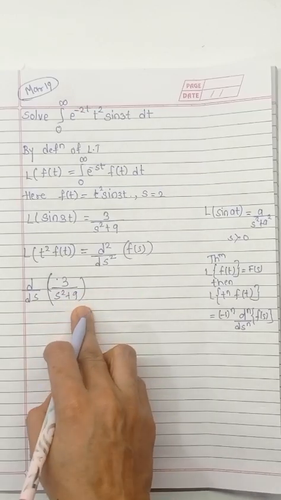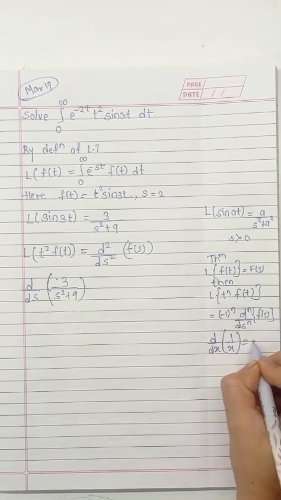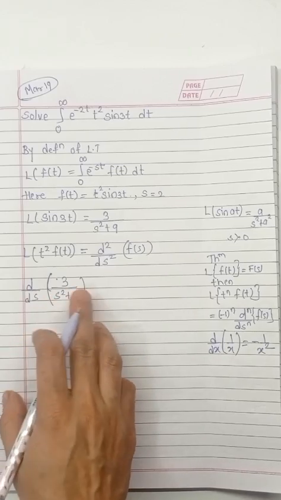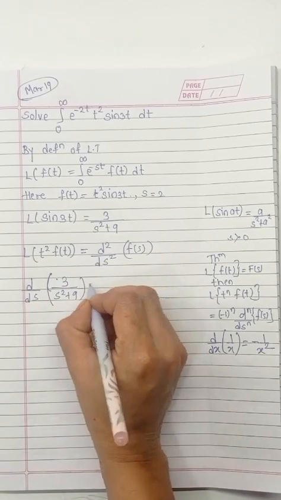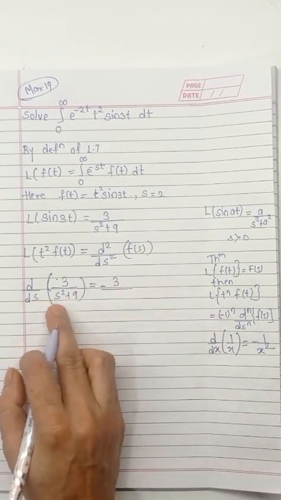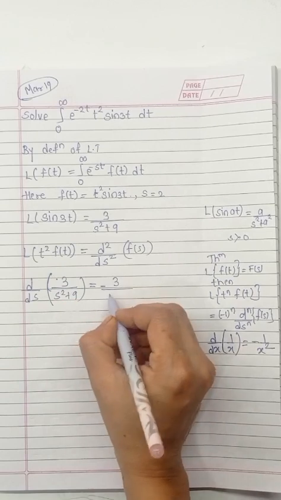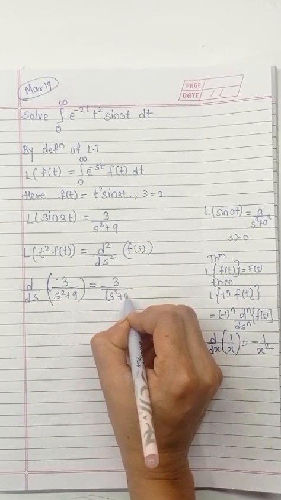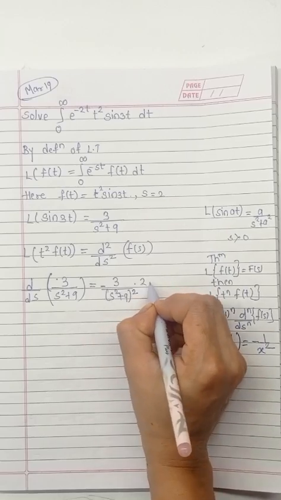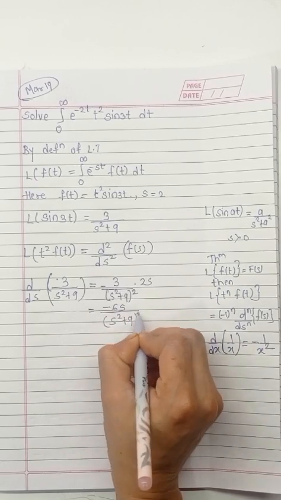Here we are going to apply the formula for the derivative of 1 upon x. What is the derivative of 1 upon x? It is minus 1 by x square. Here the value of x is s square plus 9, and we are taking the derivative with respect to s. 3 is constant, so you keep 3 as it is, then the minus sign as it is, and you take the derivative of 1 upon s square plus 9. This becomes minus 1 by s square plus 9 whole square, and the derivative of s square is 2s. So the final value is minus 6s upon s square plus 9 whole square.